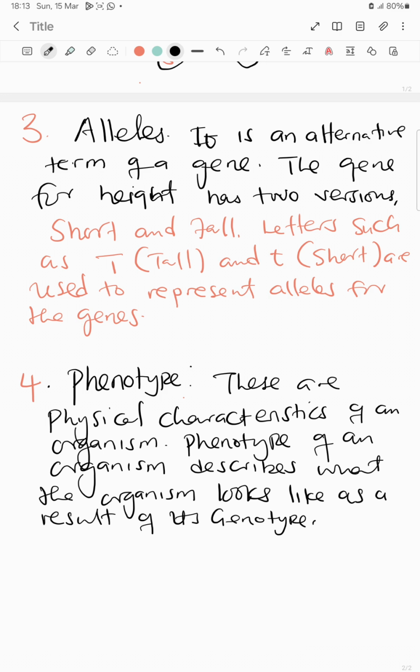Now, this definition of phenotype introduced another very important word, which is genotype. So the next term that we are going to look at is called genotype.